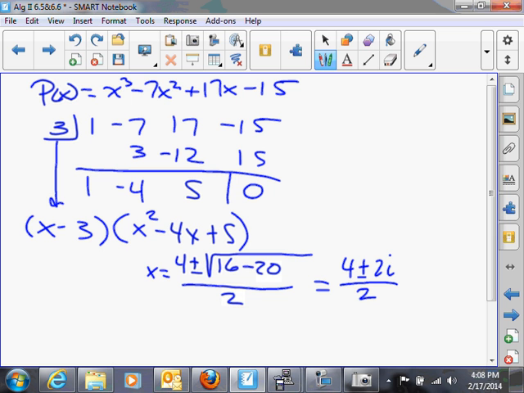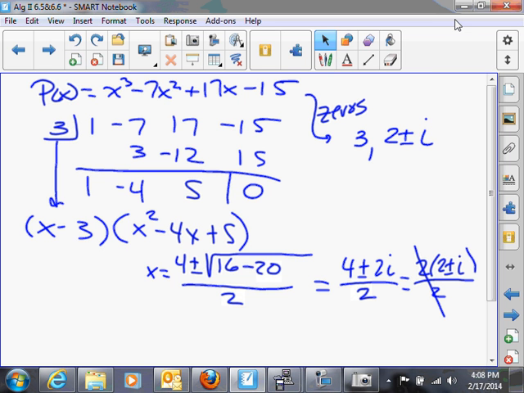Now folks, there is a factor of 2 in the numerator, and there's a factor of 2 in the denominator. I do expect you to find those. So now what we've got is the zeros are 3 and 2 plus or minus i for this one.